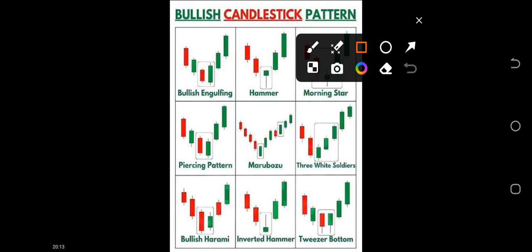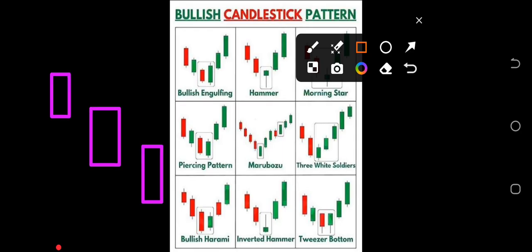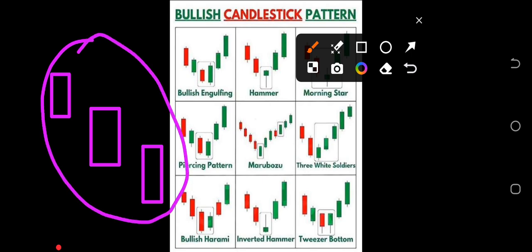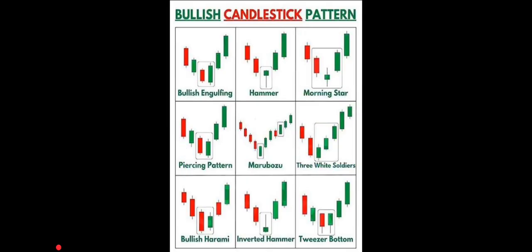Let's say you already have this, look at the three black crows coming down like this. So these are three black crows. You can see it is the opposite of the three white soldiers. So if it is bullish, we call them three white soldiers. If it is bearish, we call them three black crows.